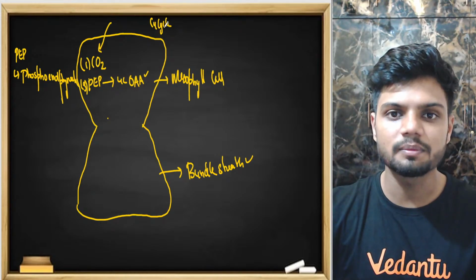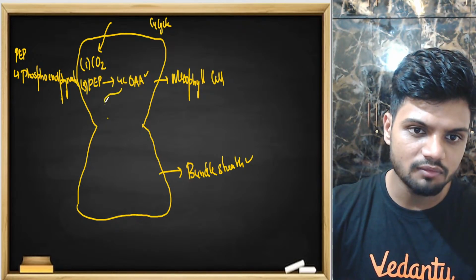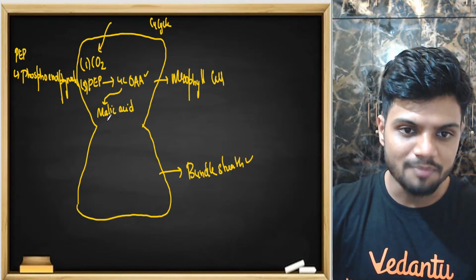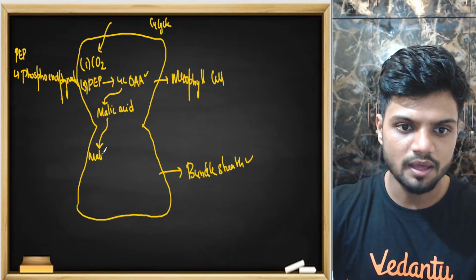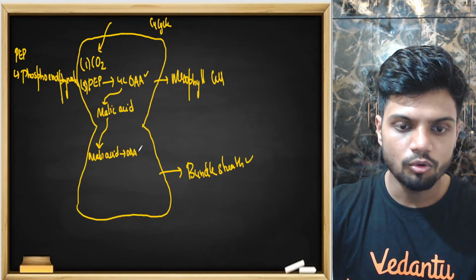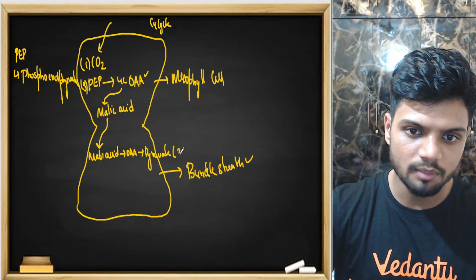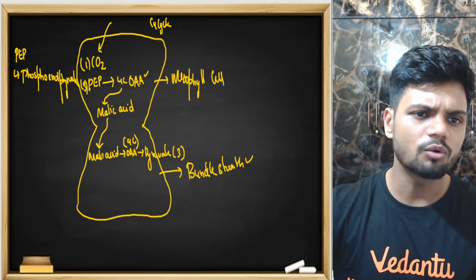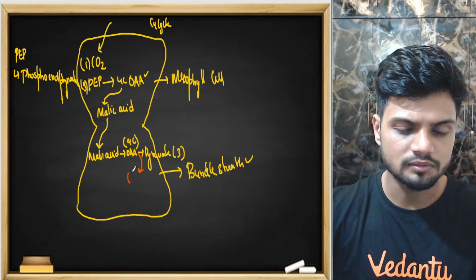It is also called the Hatch and Slack pathway because the discovery was done by Hatch and Slack. That I will tell later on. Now this OAA is converted to malic acid. Now this malic acid will be sent into the bundle sheath. So what we have here? We have the malic acid. Malic acid is converted to pyruvate. Pyruvate is 3 carbon, the previous compound is 4 carbon. 4 to 3. Can I say one carbon is escaping somewhere? That is right here. One carbon is escaping.